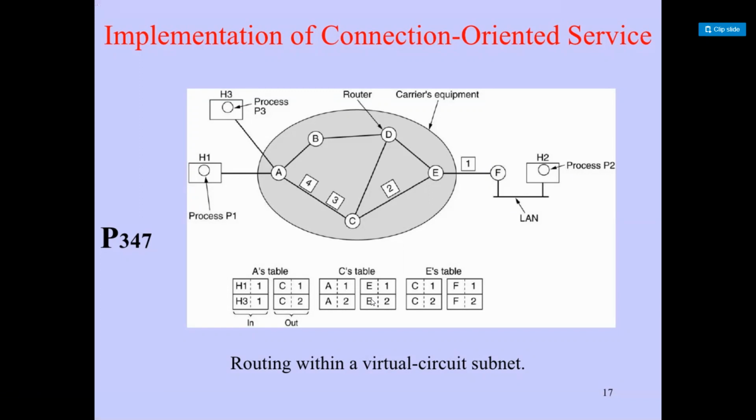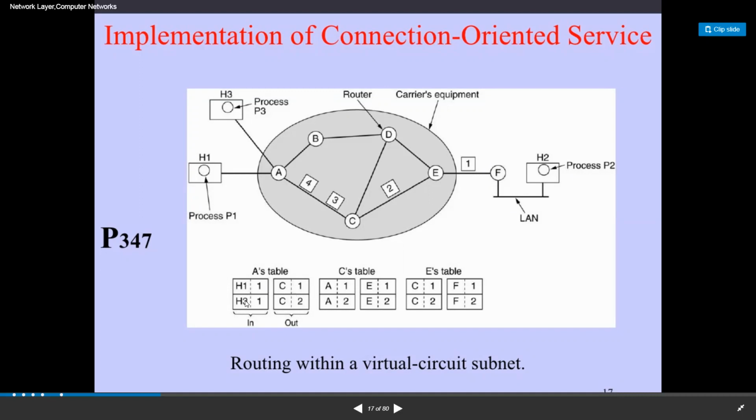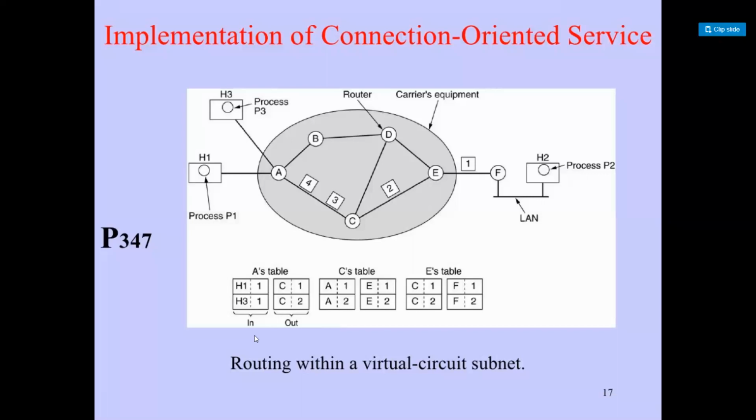Every router has 2 tables here. Here we have 2 inputs, that means 2 incoming lines, those are H1 and H3. That is the reason why there are 2 columns in the table, incoming and outgoing. If it is 3, we have H1, H3 and H4, numbered 1, 2 and 3. This is the implementation of connection-oriented service. Here the numbers indicate the virtual circuit numbers.